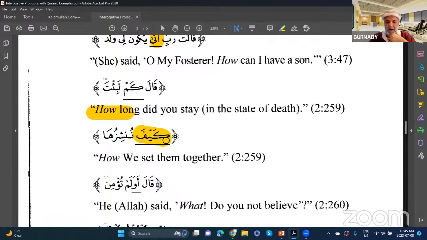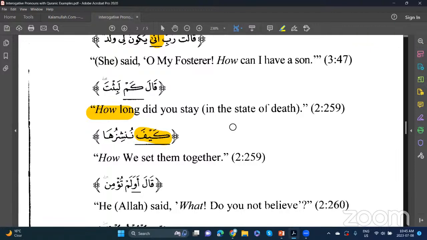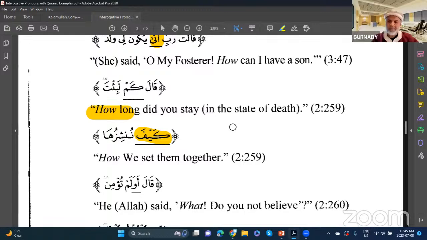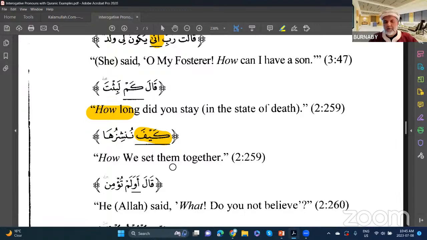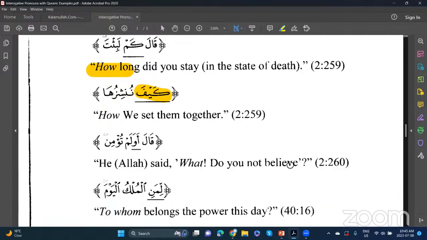Kaifa, how, nunshizuha, how we set them together. Remember the story of Uzair alayhi salam when he was made to sleep for 100 years and Allah subhanahu wa ta'ala brought him back to life. And he said, look, how we're going to bring your donkey together. Because the donkey was dead for 100 and some years. So he said, Kaifa nunshizuha. How? Our focus is on the Kaifa.